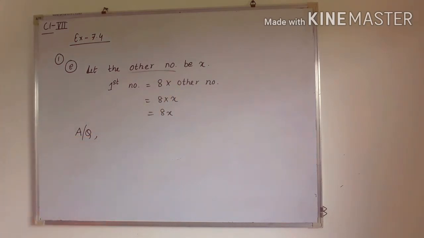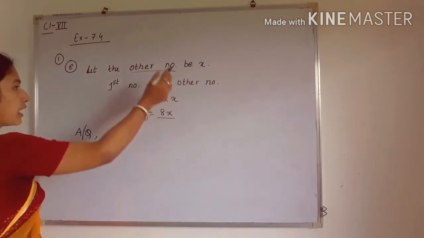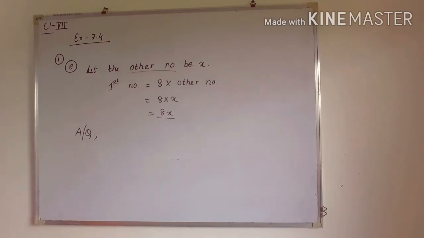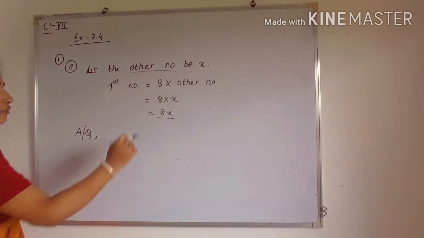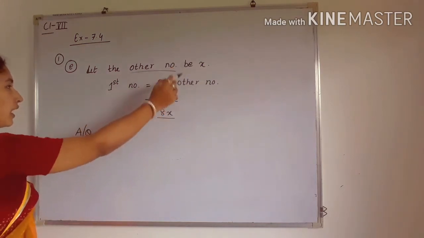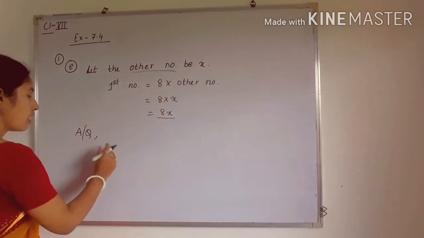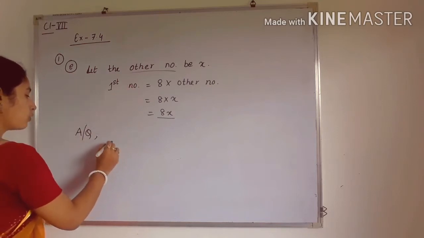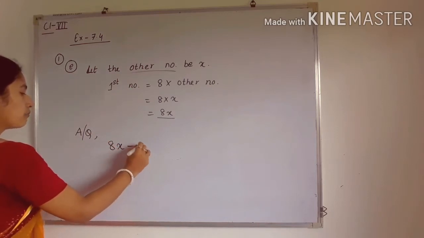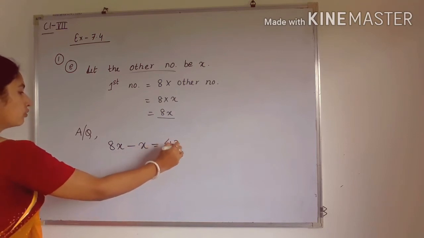Now it is given that if you find the difference, then the difference is 42. Here the first number is 8x and the second number is x. 42 is a positive quantity. Now we have to take the difference of x and 8x. How to write it? We have to check which one is bigger. As you know, 8x is bigger than x. So we have to write 8x first, then minus x is equal to 42.